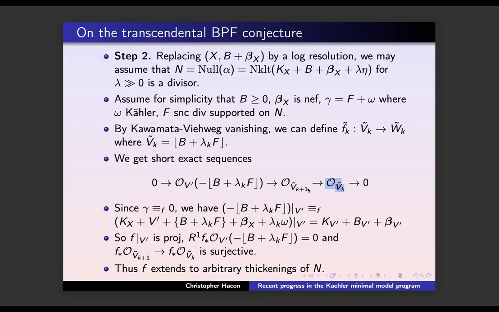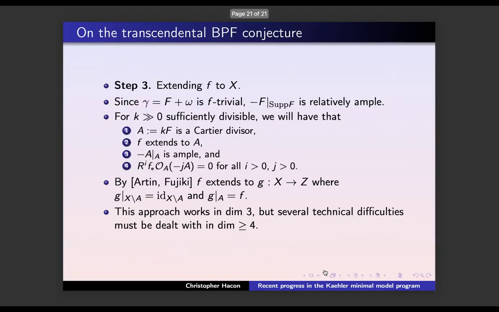So in this way, I'm extending the morphism to the corresponding thickening. And the whole point is that when I look at the short exact sequence, then Kawamata-Viehweg vanishing does apply to the new divisor that I have introduced. So the upshot is that F extends to arbitrary thickenings of the non-lc locus, and hence it extends to a formal neighborhood. And then in order to extend it to the whole of X, I have to use a result of Artin or Fujiki.